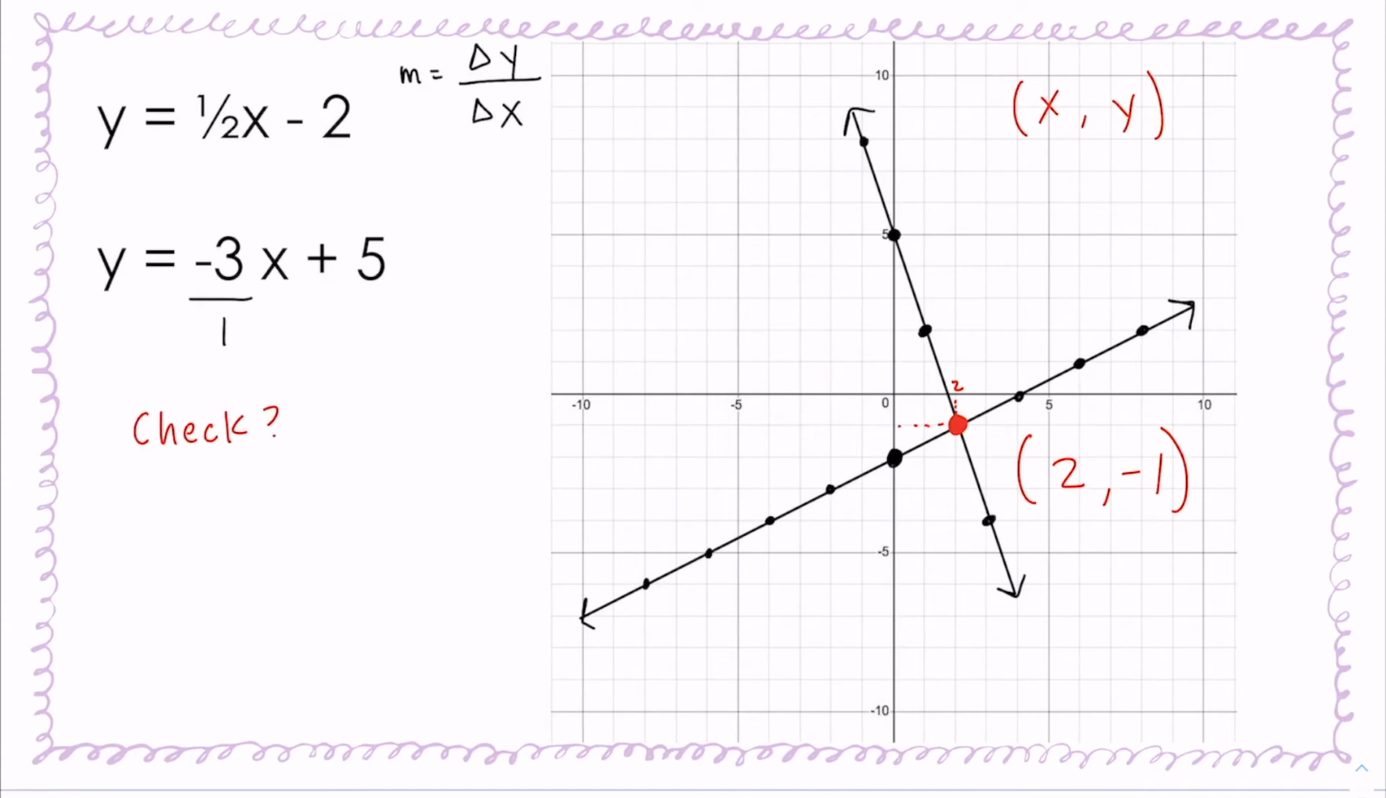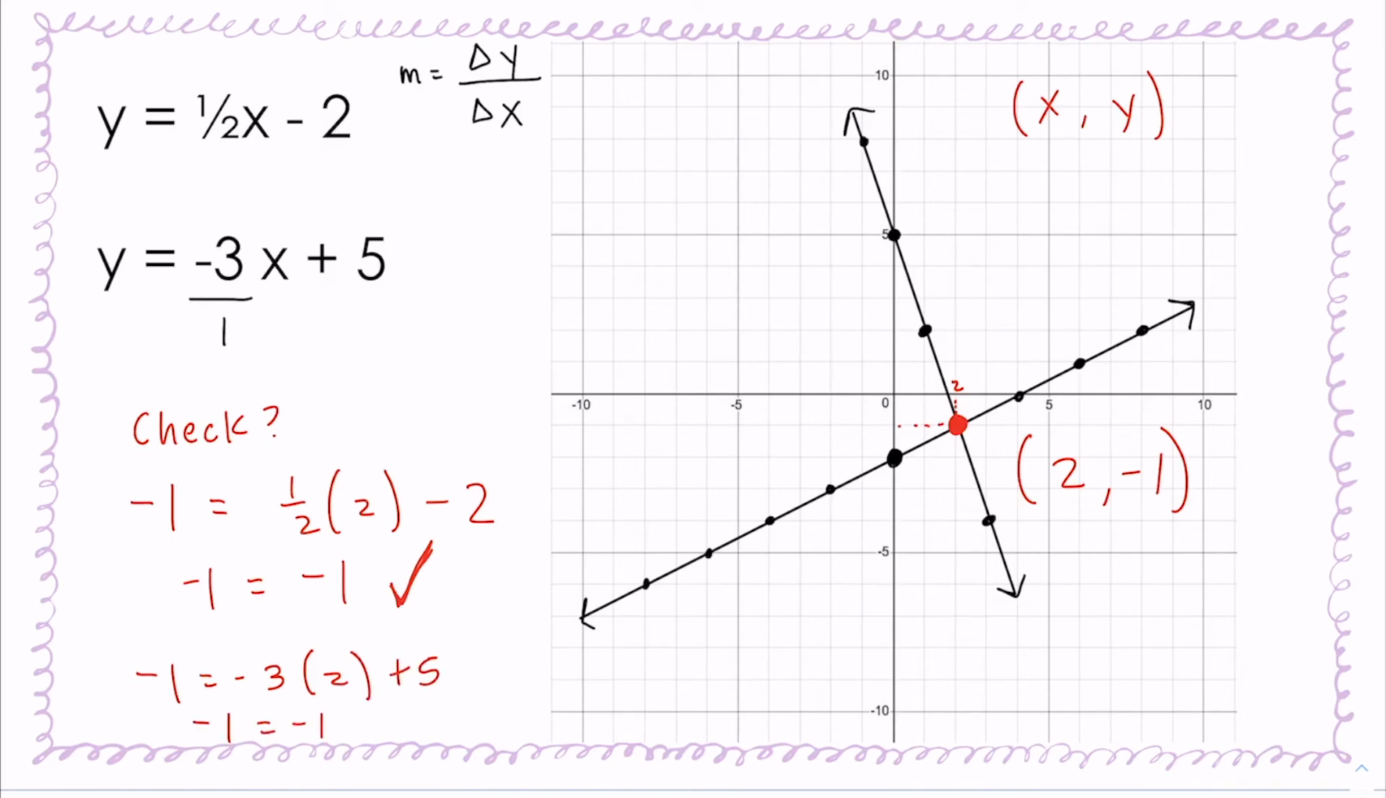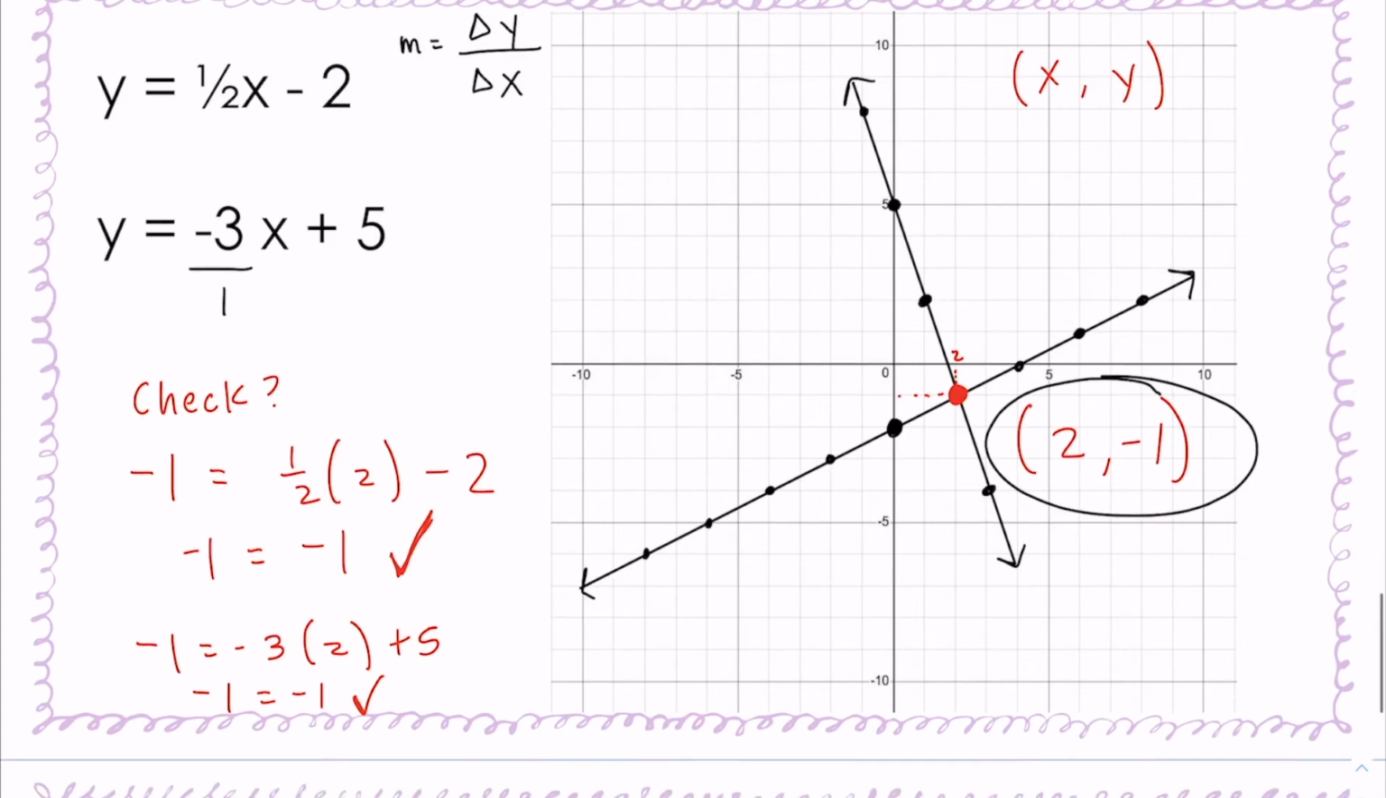Well, if it's a solution to the system, it needs to make both equations true. So for that first equation, we substitute in -1 for y and 2 for x. -1 equals -1, that is true. And then we could have substituted that into the second equation as well. And that also gives us -1 equals -1. So since the ordered pair (2, -1) made both equations true, it is our solution. Okay, let's look at our next example.